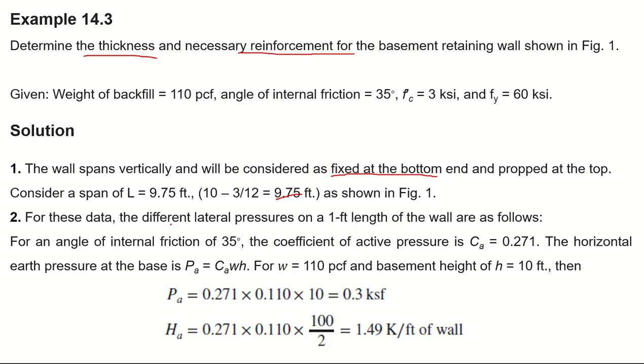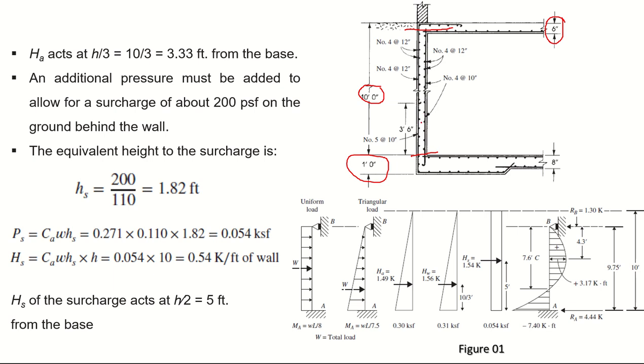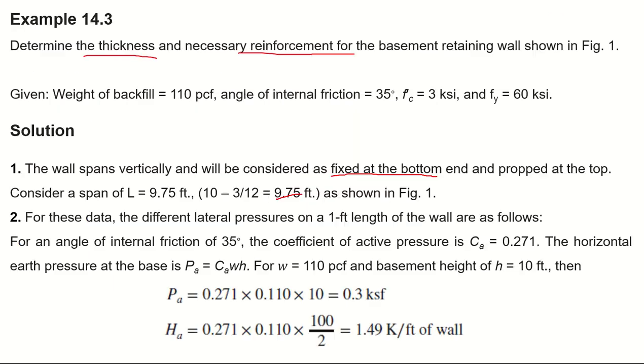For these data, the different lateral pressures on a 1 foot length of a wall are as follows. We are considering 1 foot in the perpendicular direction, the third direction. We are considering a 1 foot strip. For an angle of internal friction of 35 degrees, the coefficient of active pressure Ca is 0.271.